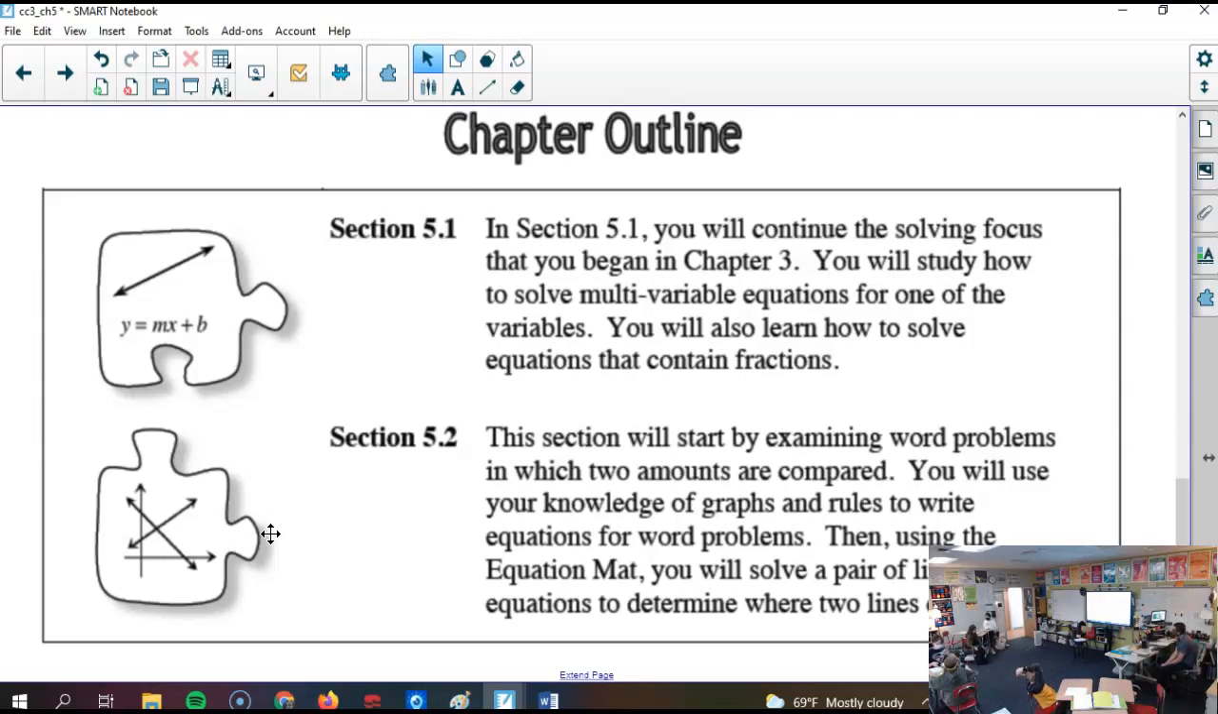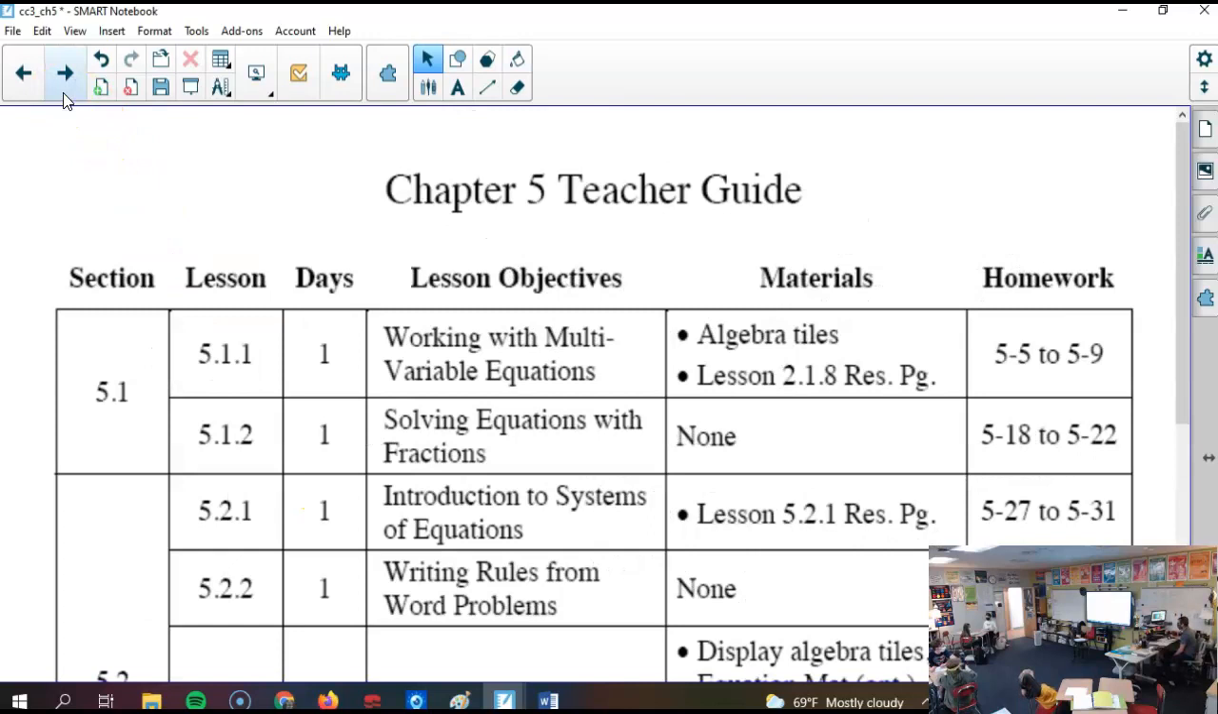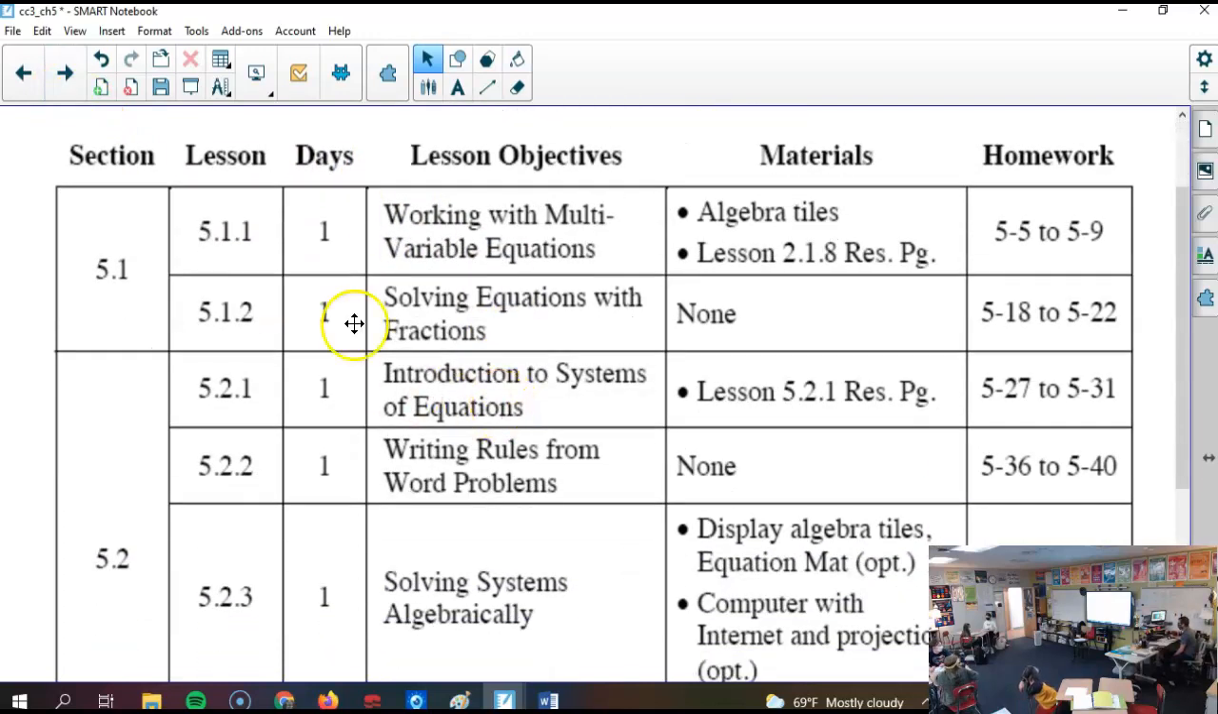Brenda? Two equation lines are crossing through each other at one point. Yeah, there are 2 equation lines crossing through each other, and they only meet at a point. So that is what we're going to get to as we get into 5.2. You guys notice how small 5.1 is? We'll be done with this by tomorrow.